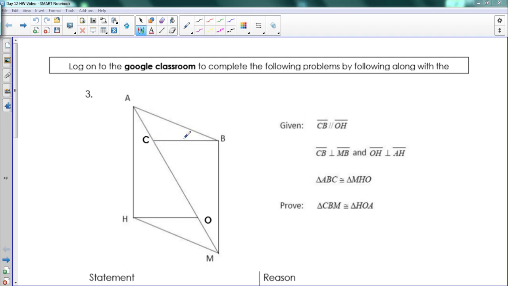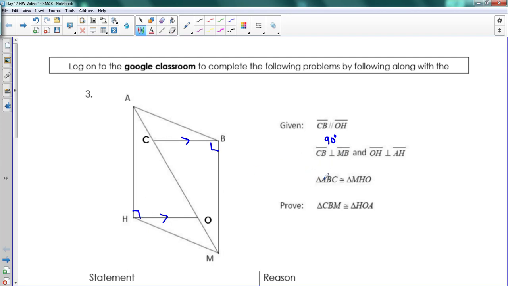So I know that CB is parallel to OH. I know that CB is perpendicular to MB, so there's a 90-degree angle where CB and MB meet. And also OH is perpendicular to AH, so there's a 90-degree angle where they meet.